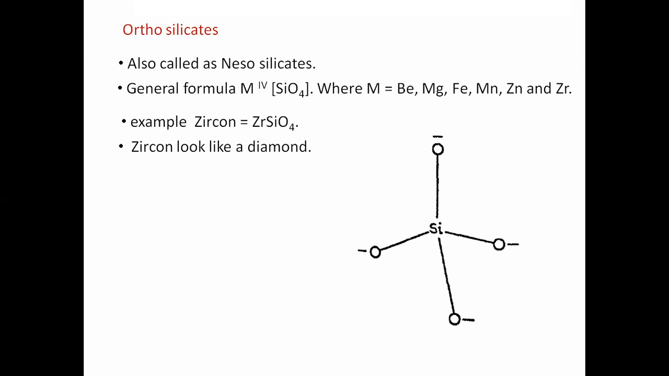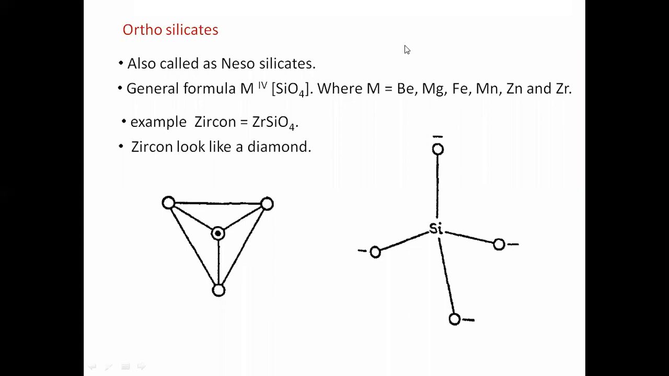This is the structure of orthosilicate: silicon in the center, oxygen on the four sides carrying the negative charge. If you see the tetrahedral structure from the top view, you will find that one oxygen will be exactly at the top of the silicon, and the other three oxygens will be at equal distance from each other and connected to the silicon. Whenever we discuss the further types of silicates, we will write this top view.